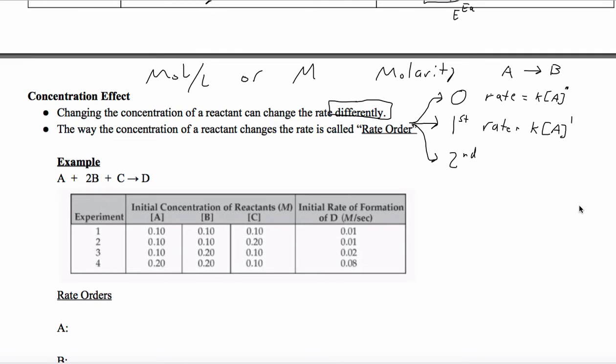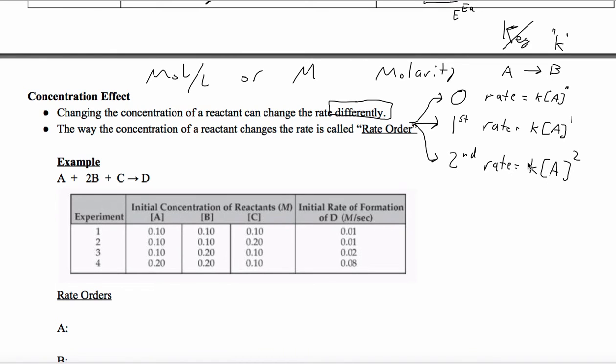Times A to the first. So what this means is that if you double A, the rate will also double. If you triple A, the rate will also triple. If you halve A, the rate will also halve, because of that 1 there, first order. And I'm sure you can guess here, second order would say that the rate is equal to the rate constant, think of that as the slope of the line. Now this is a little k. It's not K-E-Q. It's a little teeny k. Times A to the second.